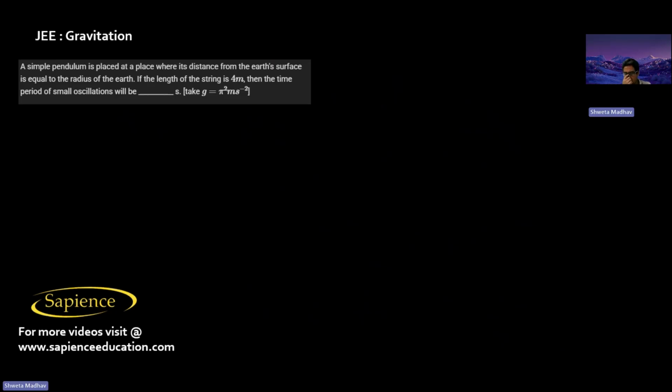Then it is told a simple pendulum is placed at a place where its distance from the Earth's surface is equal to the radius of the Earth. If the length of the string is 4 meters, then the time period of small oscillations will be 2 pi root over L by g effective, the g dash, g at that height. The g at that height is given as g into R square by R plus h whole square.